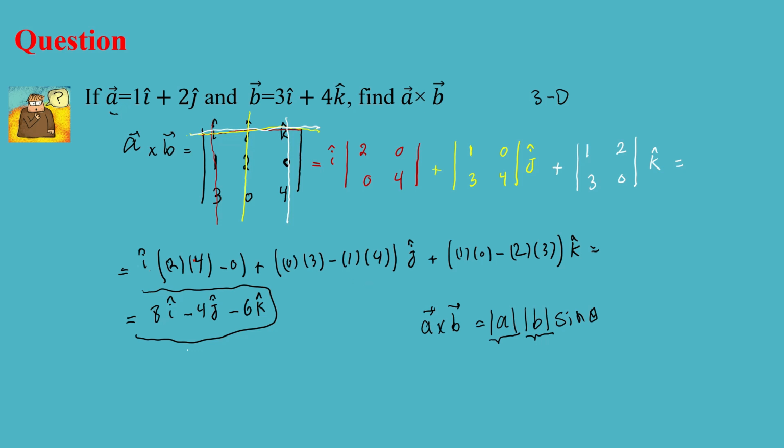If it asks you to find it in the unit vector, you should go with these matrices and find the determinant. If it asks you to find the magnitude of this vector, you need to go with this equation right here. Now let's look at the other example.